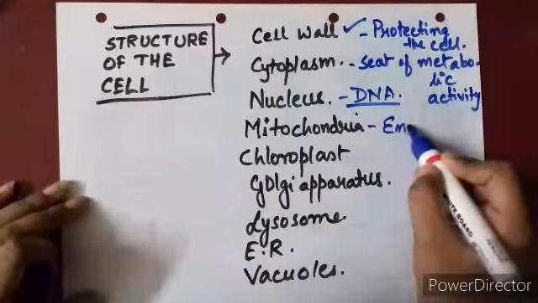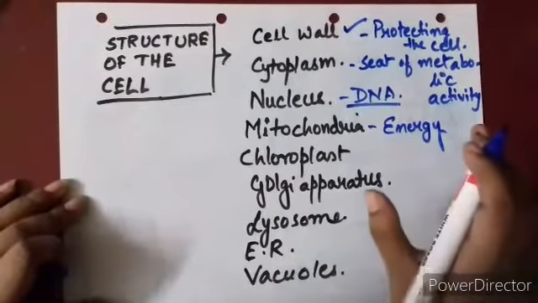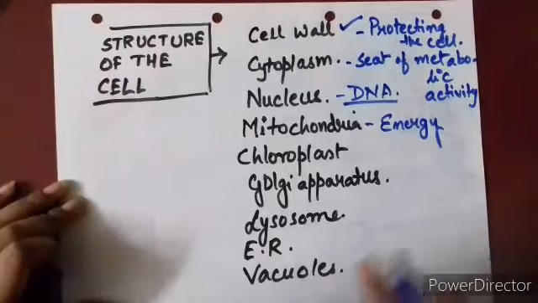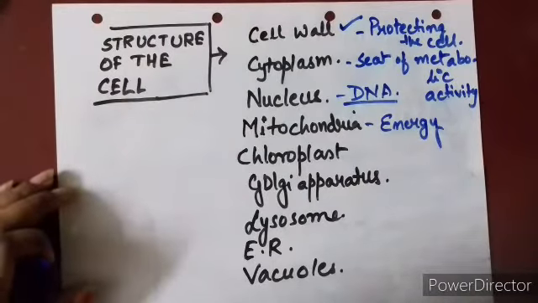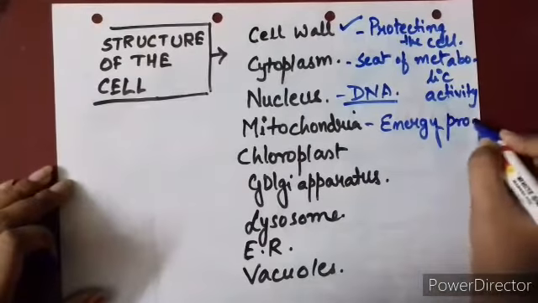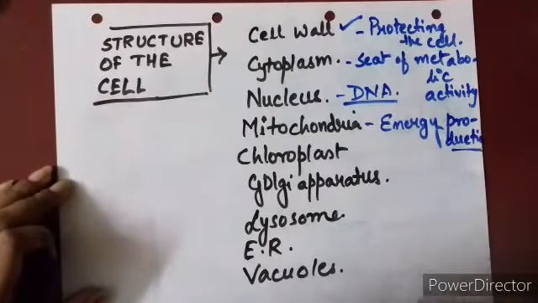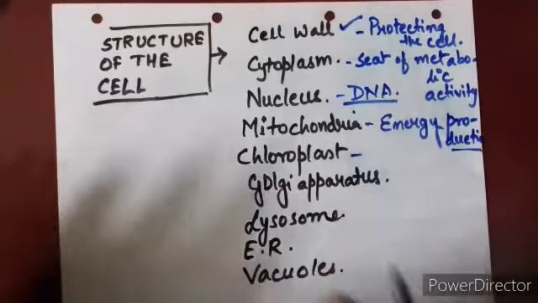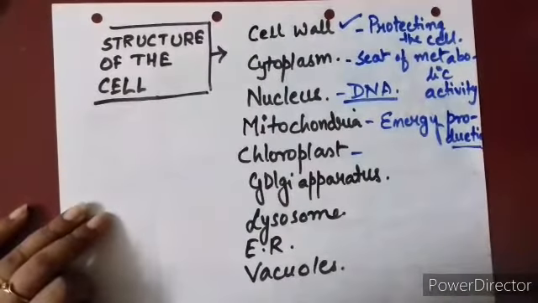Mitochondria give energy. They actually manufacture energy, through energy production by oxidation of foodstuff. So this is the energy production unit. Chloroplast, you know it very well. It is only present in the plant cell, not in the animal cell.